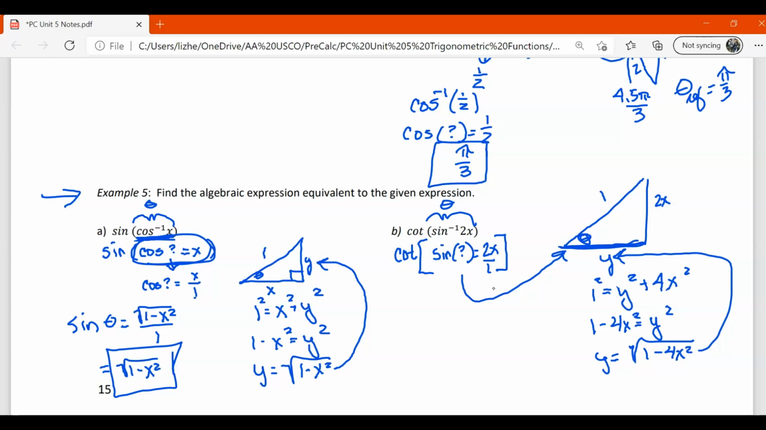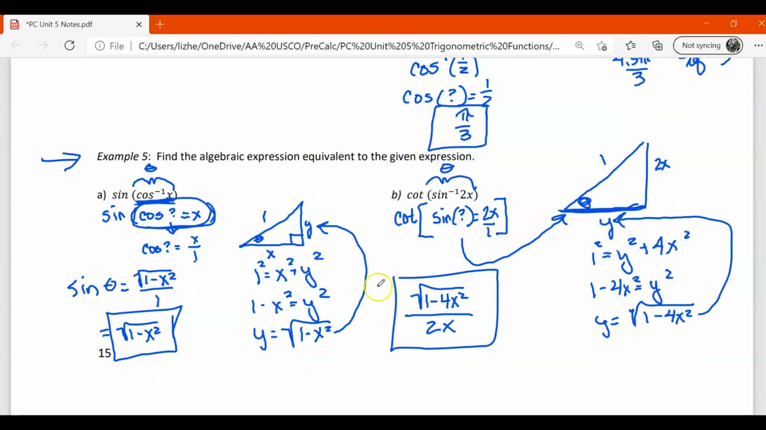So what is cotangent? Well, tangent is opposite over adjacent. So therefore, cotangent is adjacent over opposite. So my adjacent side here is the square root of 1 minus 4x squared, and my opposite side is 2x. And that is your answer. So those are a little tricky, but anyhow, that's the end of the lesson.